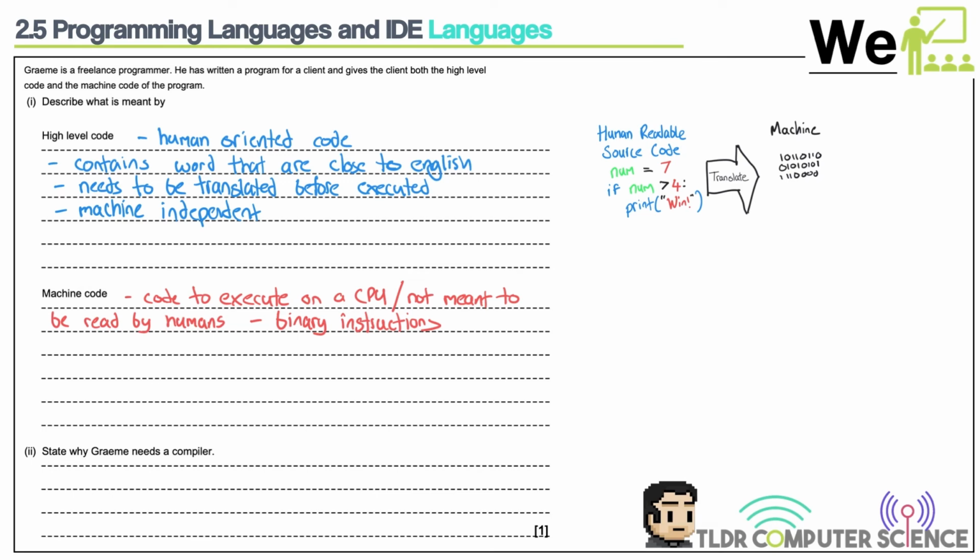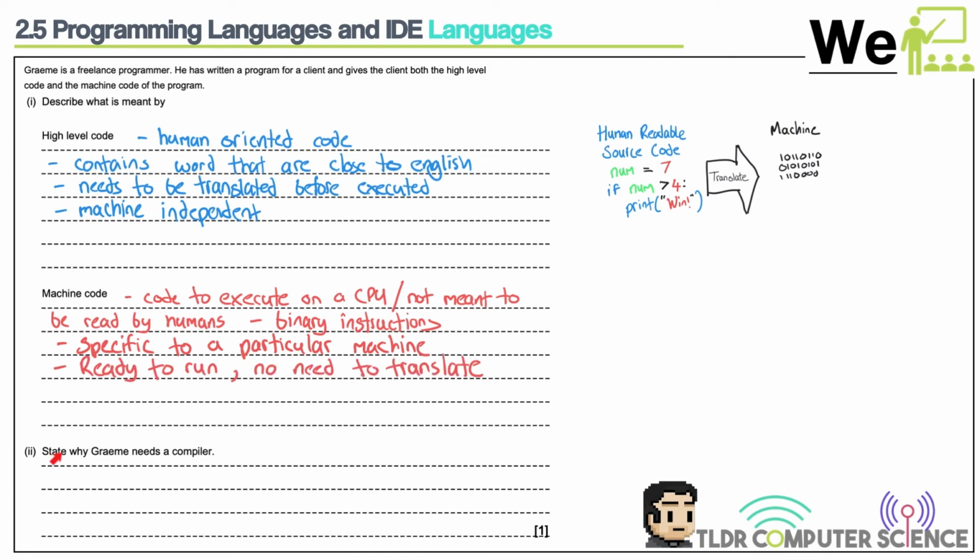Where we said that high-level code is machine independent, we can say that in this case, it's machine dependent, because once it's been compiled or interpreted, it's only meant to run on that particular machine. Where we said with high-level code that it needs to be translated before being executed, well, in the case of machine code, it's ready to run, so it does not need to be translated.